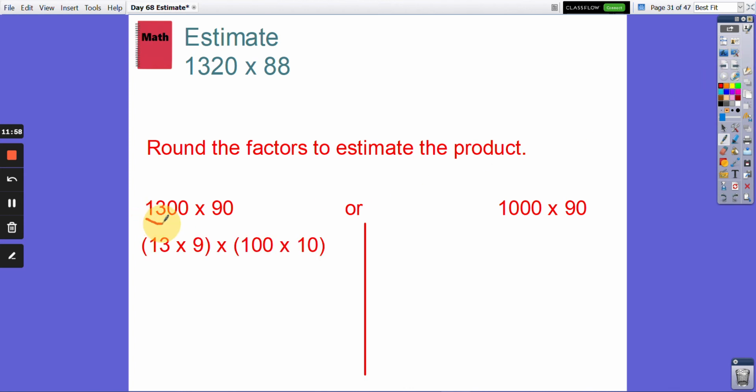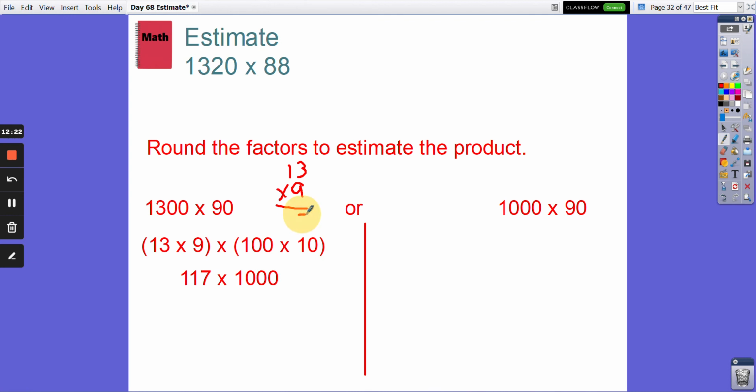Here, I'm seeing my basic math fact that I can pull out. I have my 13 and I have my 9. And then I have my 100 and my 10, my 100 and my 10. 13 times 9, let's see, that's going to give you 117. If you didn't know it, you could always use that standard algorithm to find out that part of it.